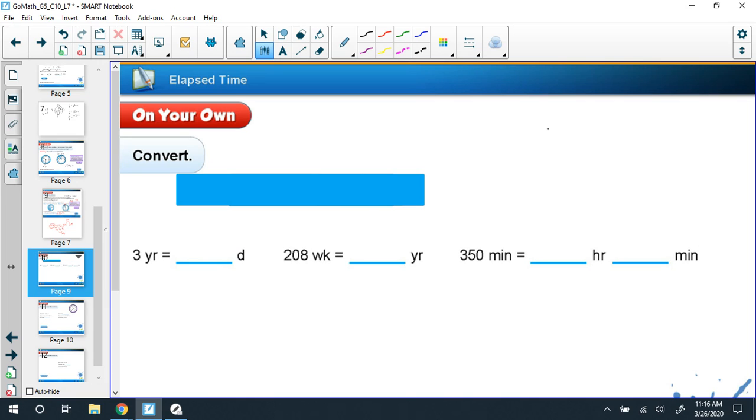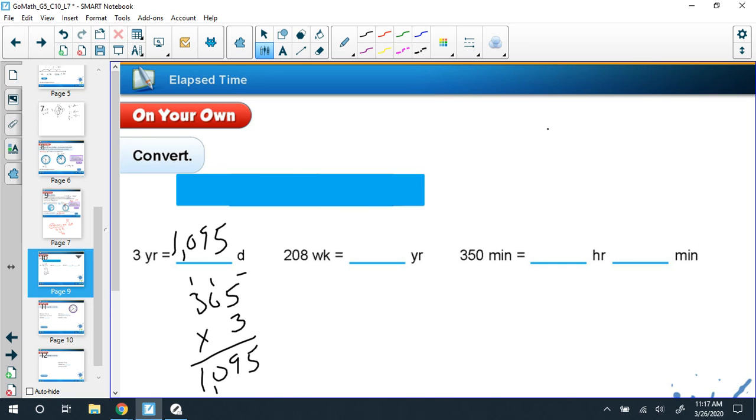All right, so 3 years being converted into days. I know that there are 365 days in a standard year. I'm going to multiply that by 3 to find out how many days I get in 3 years. 3 times 5 is 15. Carry the 1. 3 times 6 is 18, plus 1 is 19. And 3 times 3 is 9, plus 1 is 10, which means that in 3 years, there are 1,095 days.